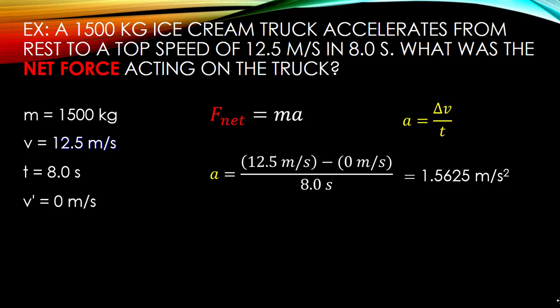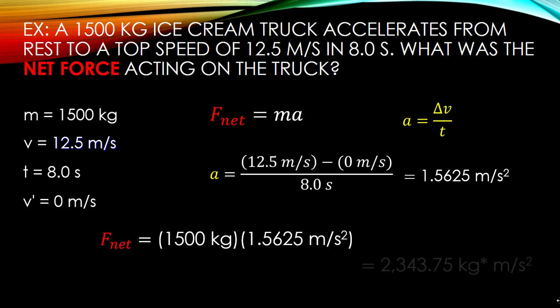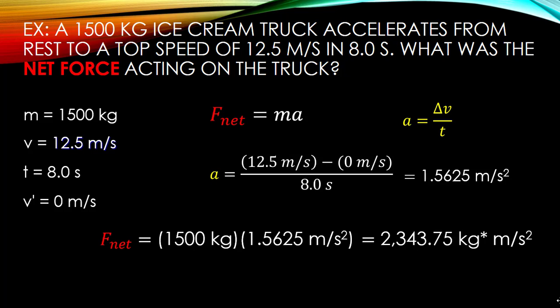Now we've been talking a lot about rounding lately, okay? And this is actually the middle of the problem. We're not finished with our calculations yet, so we don't want to round just yet. We want to keep this number through our calculations and round at the very end. So we're going to take that acceleration and multiply it by our mass, and we're going to get 2,343.75 kilogram meters per second squared.